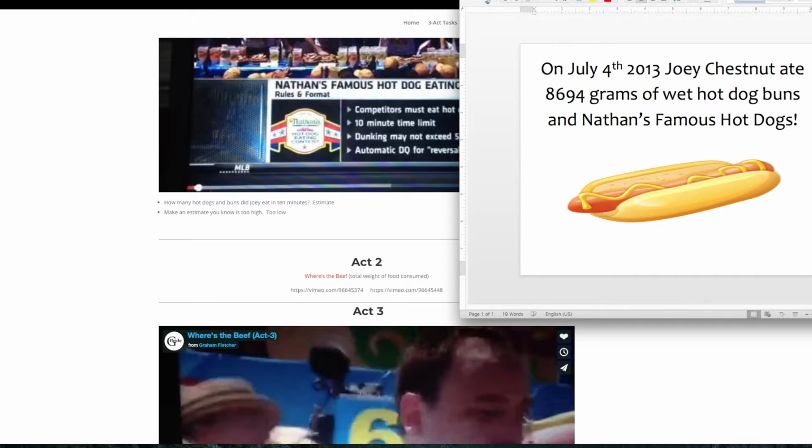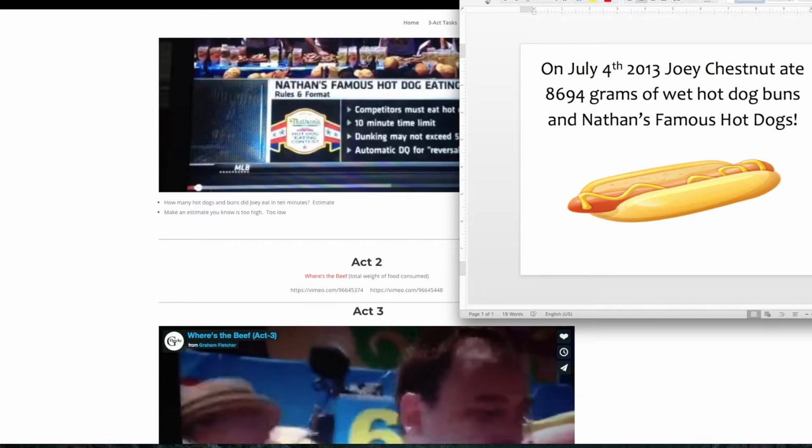And then we will add onto our anchor chart a space with things that we know. So now we know that he's eating for 10 minutes, and we know that he ate a total of 8,694 grams of wet hot dog buns and the hot dogs. That doesn't really help us out a whole lot, but it at least gives us something that we know. And then if anybody wants to adjust their estimates based on that information, we can make some new estimates on our chart. That's really all we do on Tuesday, so it's pretty quick.